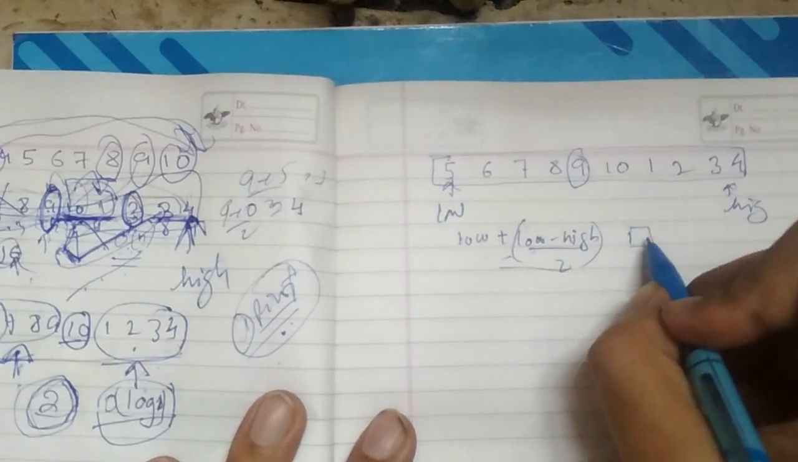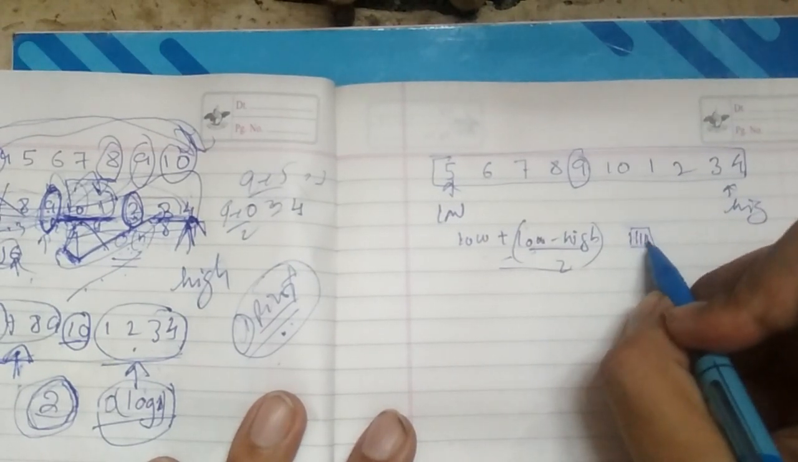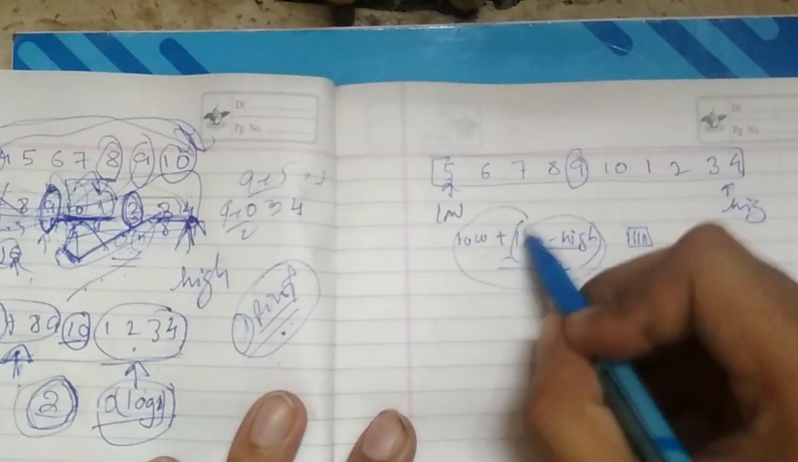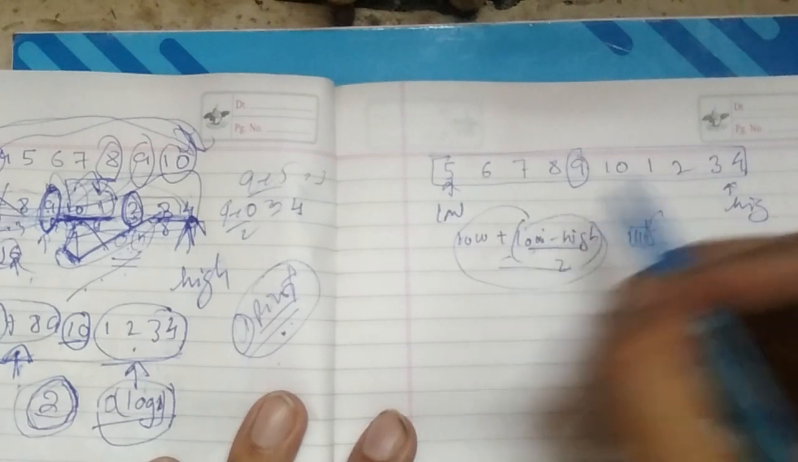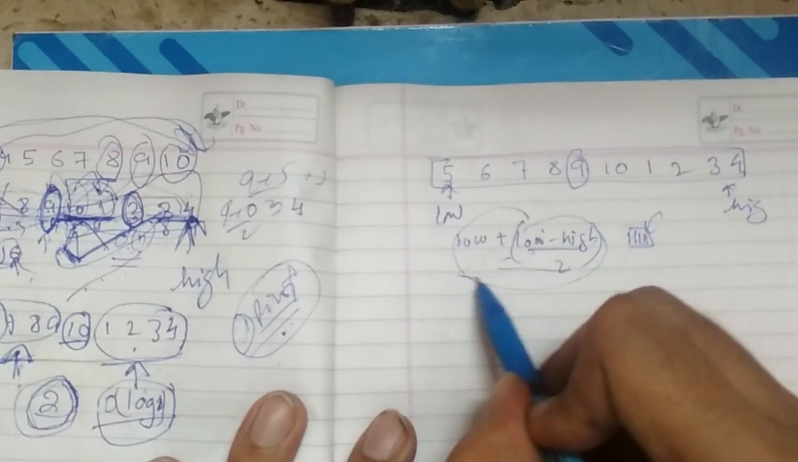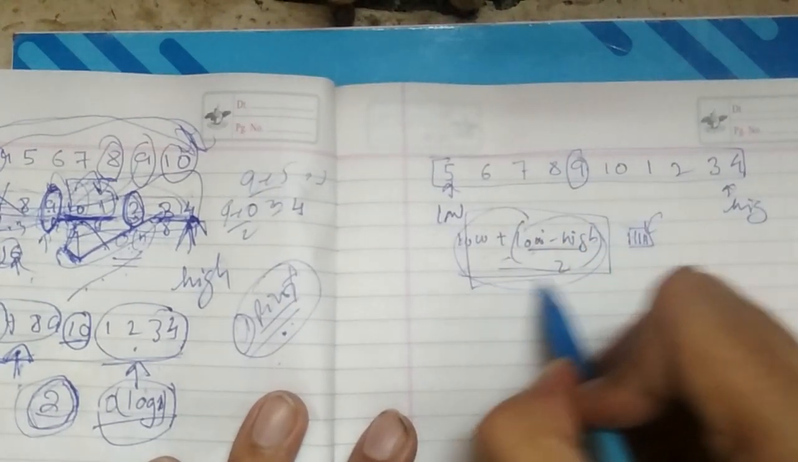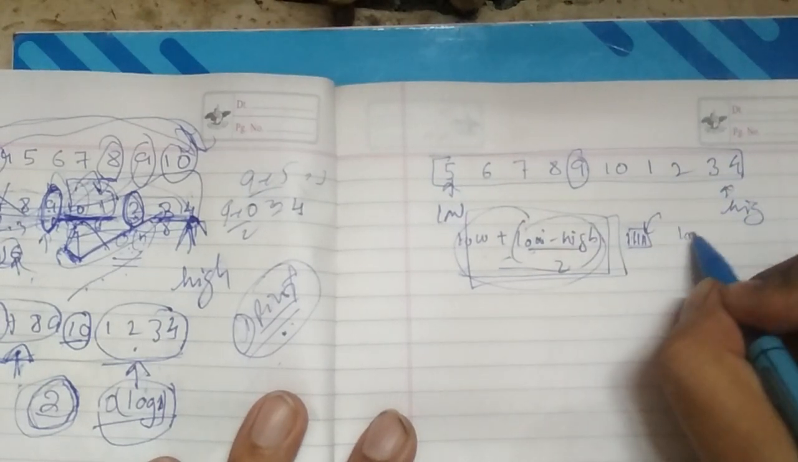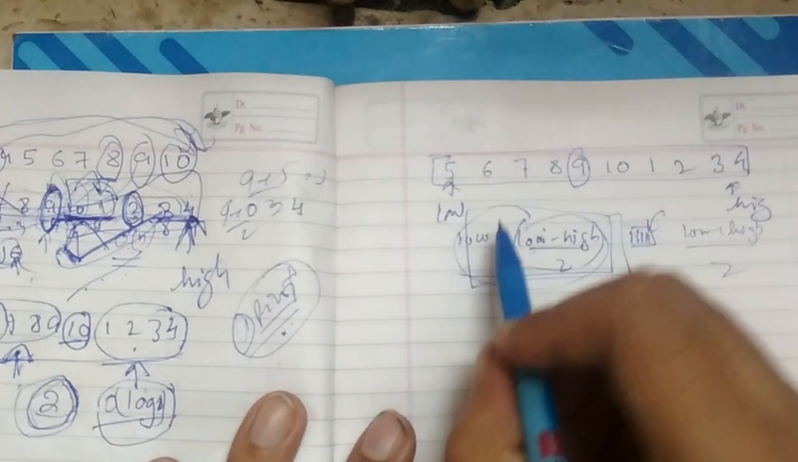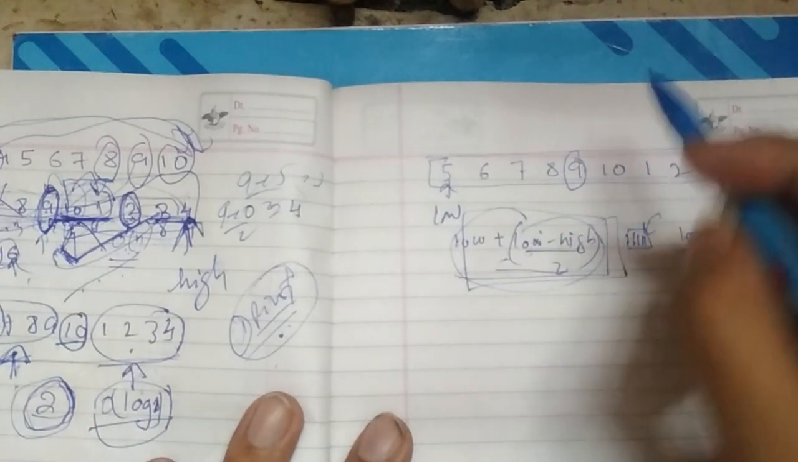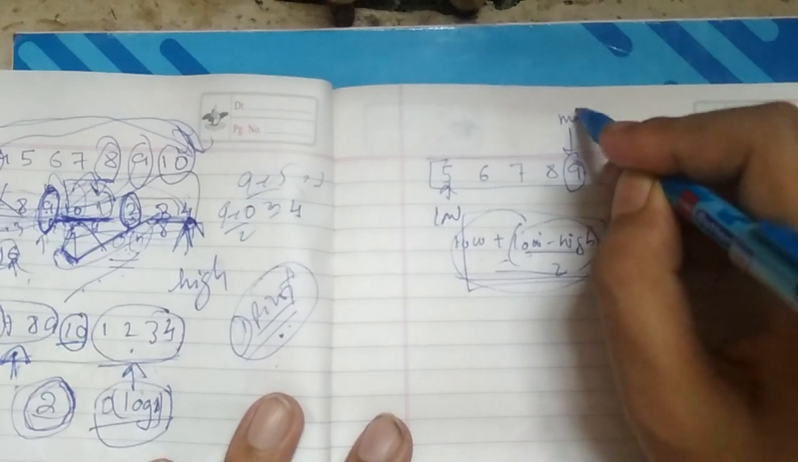By overflow we mean that the space which is reserved for storing this number, we will have a number which is greater than that number. So an overflow will occur. To avoid that, we are finding the middle element using this formula. Else we can do low plus high by 2. So now we have found a middle element.